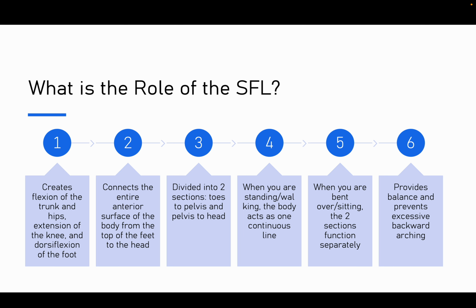The superficial front line is divided into two sections. The first section is from your toes to your pelvis, and the second section is from your pelvis to the head. So, for example, when you are standing or walking, the superficial front line is going to act as one continuous line. However, when you are bent over or sitting, these two sections are going to function separately. And lastly, it's going to provide balance and prevent excessive backward arching, which is also known as hyperlordosis.